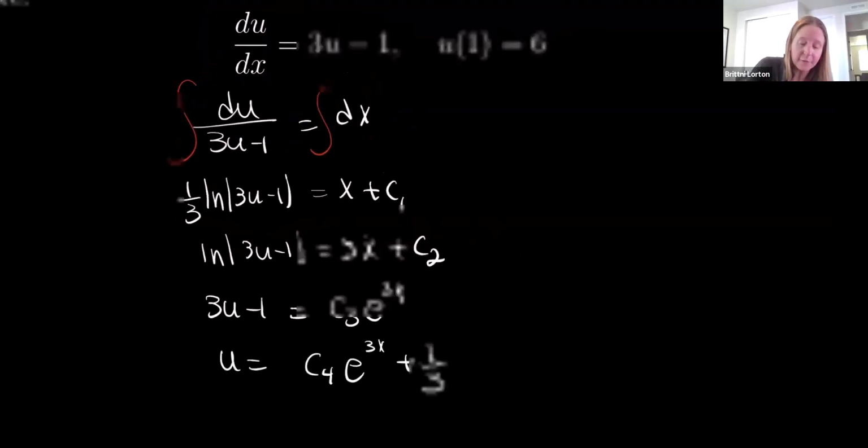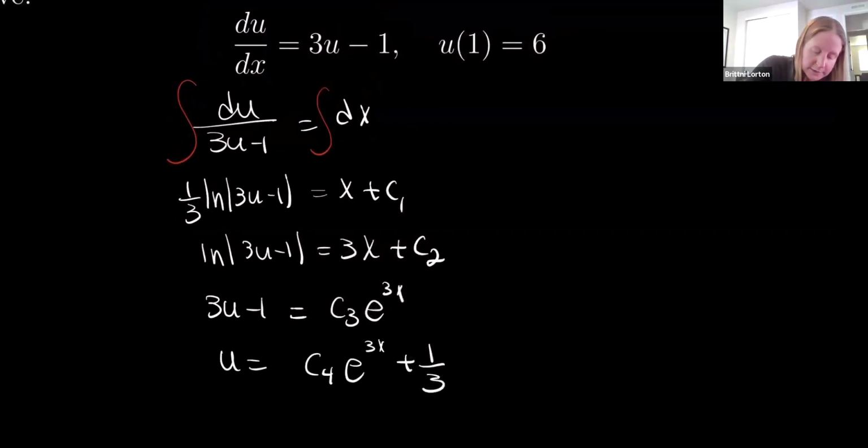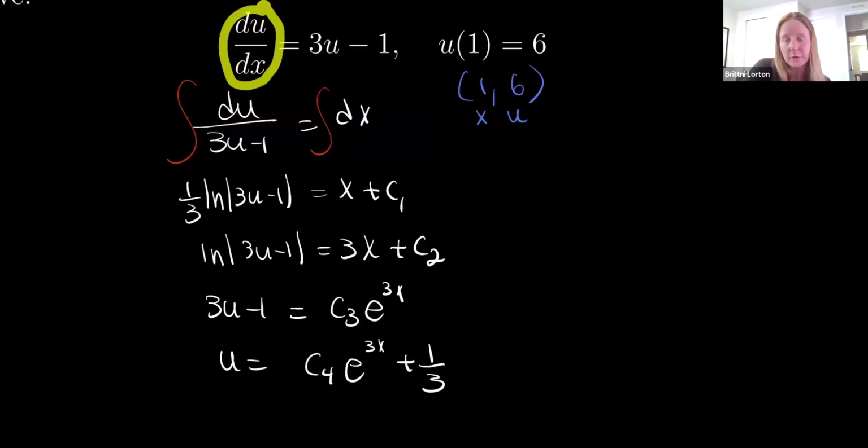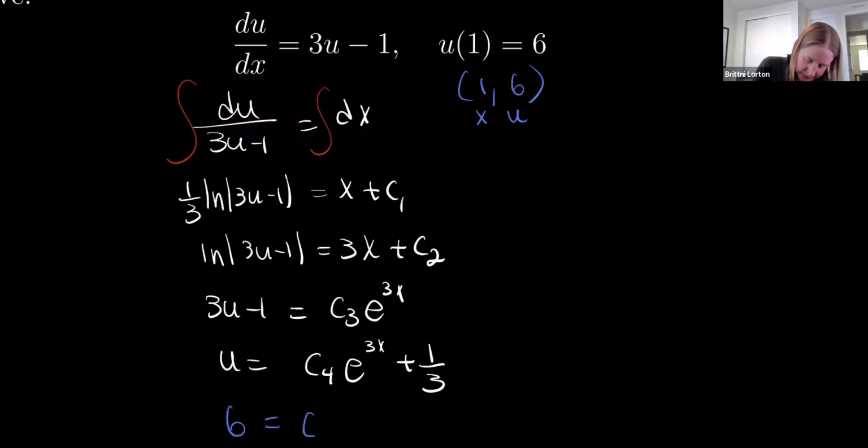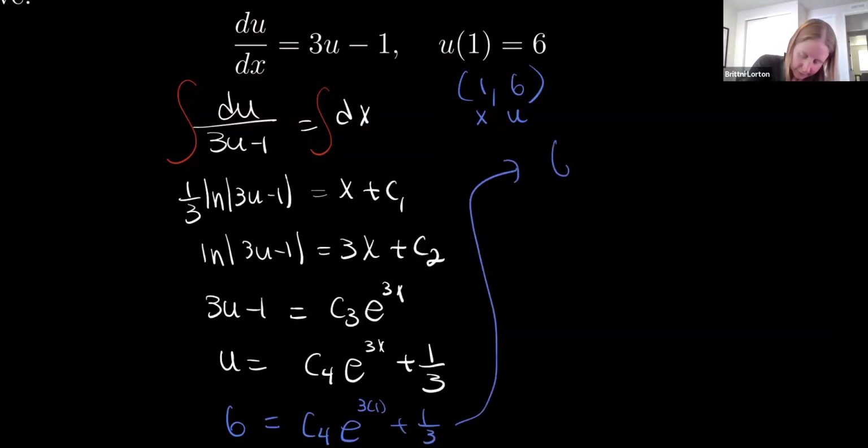But then in this case, I have an initial value. So one more time, I recommend you write it as an x comma y. In this case, it's an x comma u, because this was a du dx, so you can think of u as your y. And then I know where to replace things. Then I have 6 is equal to c4 e to the 3 times 1 plus 1/3. Of course, I ran out of space. So 6 equals c4 e cubed plus 1/3.